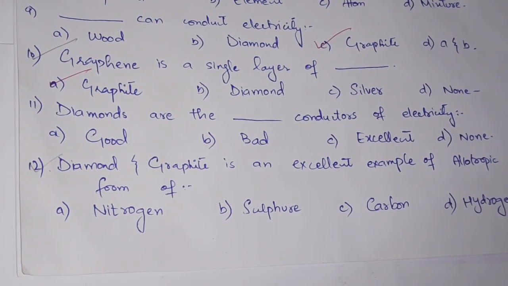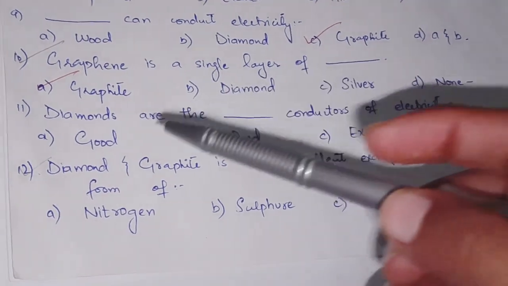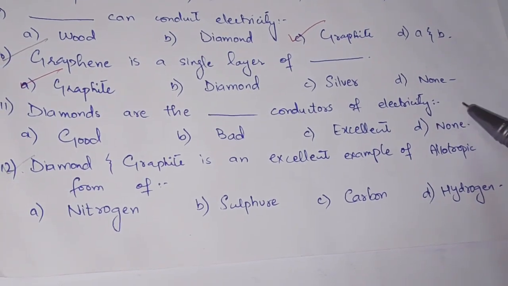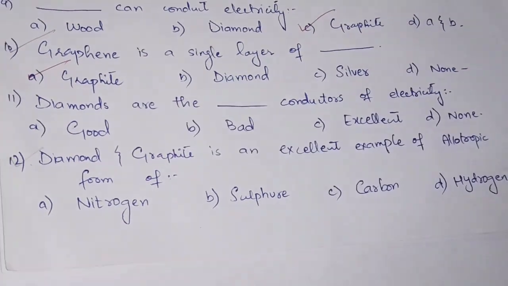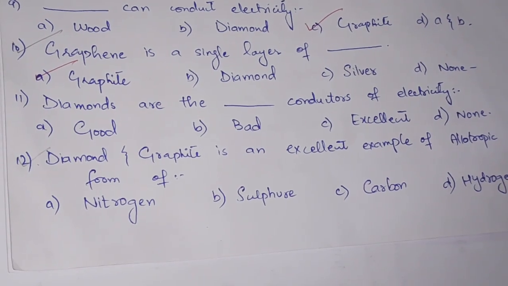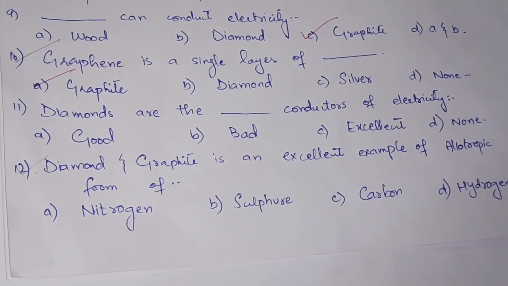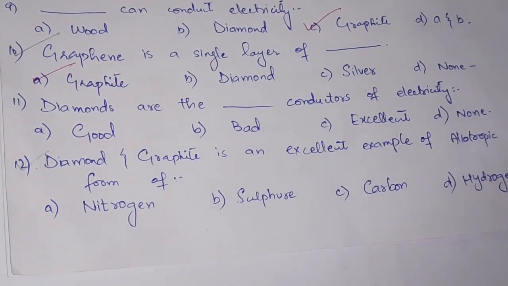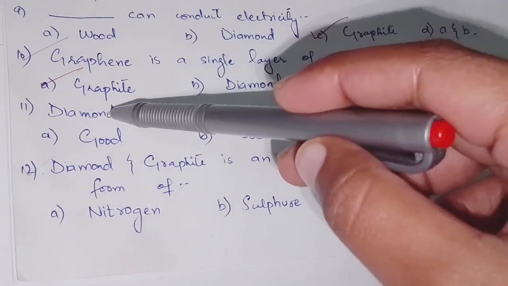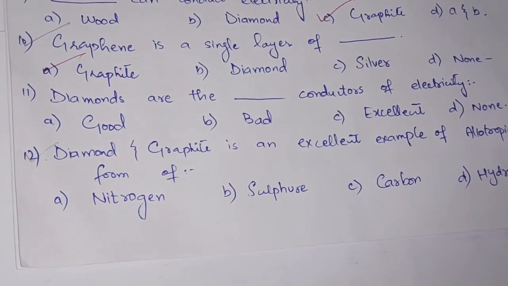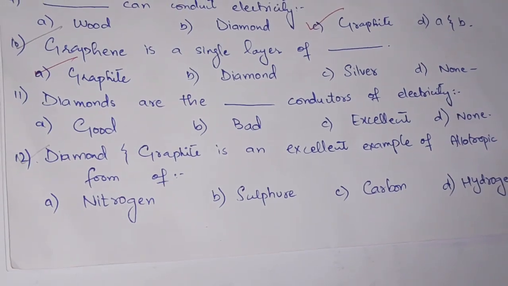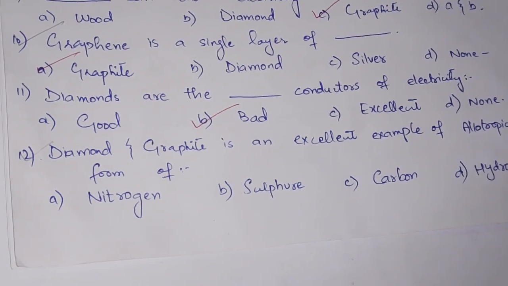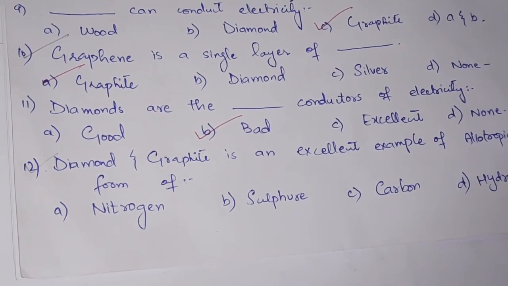Diamonds are dash conductors of electricity. Option 1 is good, the second is bad, the third is excellent, and the fourth option is none. We have already discussed that diamond is a structure that is tightly packed together, so there is no space left in the structure, so no conductivity occurs. So the excellent option will be incorrect, and the good conductor option will be incorrect. The option we have left is option B, bad conductor, and bad conductor of electricity is the correct option for diamond.